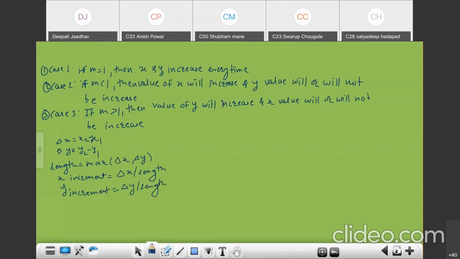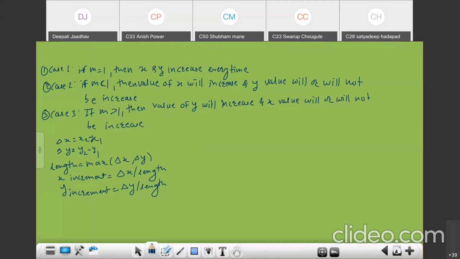Using the same DDA, we are using the same method. But in DDA, we increase both the values x and y. Here, if m is less than 1, x will definitely increase, but y may or may not. If m is greater than 1, y will definitely increase, but x may or may not. In the DDA, what we have seen is that in the while loop, both values are increasing.